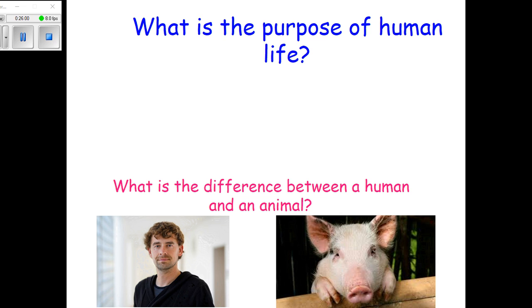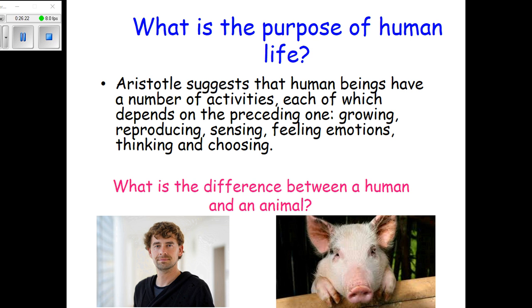So, Aristotle also said that there were four causes for humans. So, what's the cause? Material, carbon. Formal, DNA, human shape. Efficient, well, that's mum and dad. Final, well, what's the purpose of a human life then? Aristotle suggests that human beings have a number of activities, each of which depends on the preceding one. So growing, reproducing, sensing, feeling emotions, thinking, and choosing. So you can't choose without thinking, you can't think without having emotions, you can't have emotions without sensing, you can't sense without reproducing, you can't reproduce without growing.